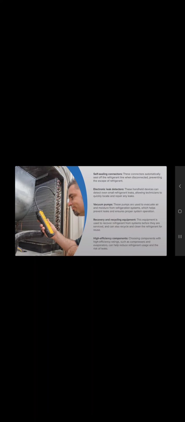So this is about minimal loss. We're using self-sealing connectors when we close systems out, electronic sniffers to find a leak quick. Got to make sure those sniffers, like the one in the picture here, are intrinsically safe if he's working on an HFO or an A3 type refrigerant. It should be stamped good for flammable refrigerants. Vacuum pump, same deal. Recovery equipment, same deal. Okay. Got to use the equipment that is for that refrigerant.